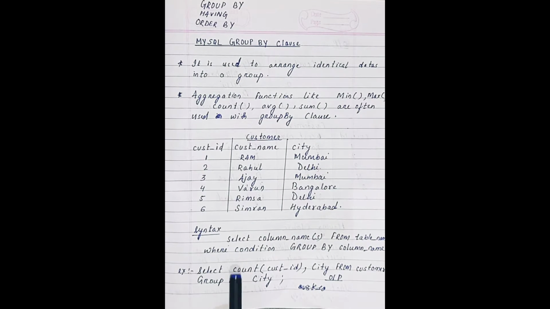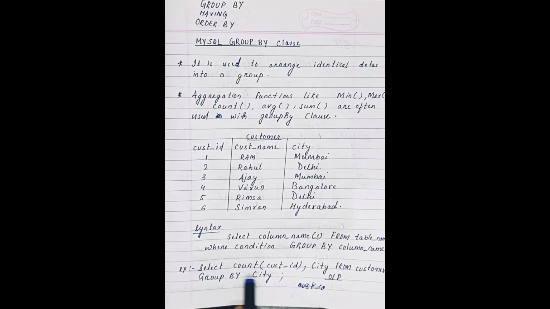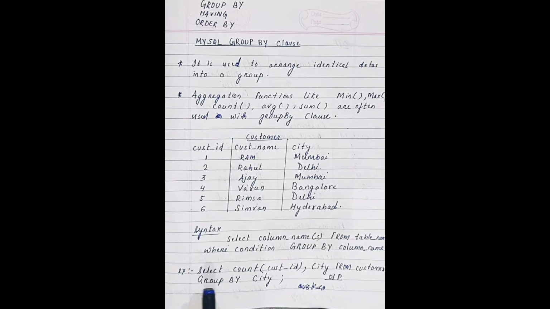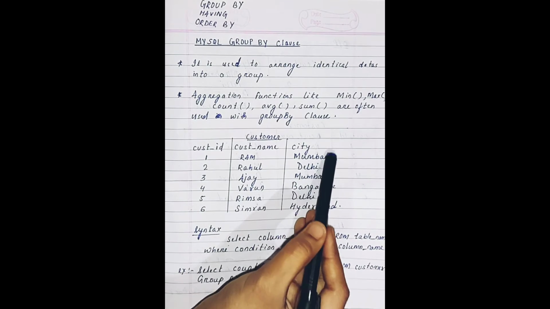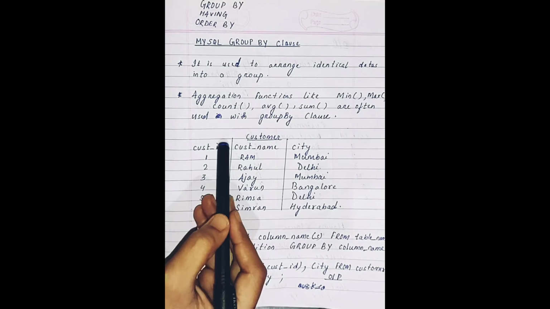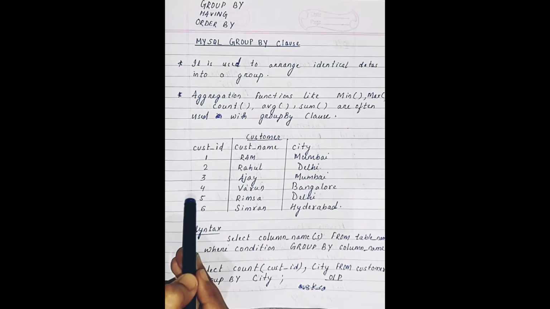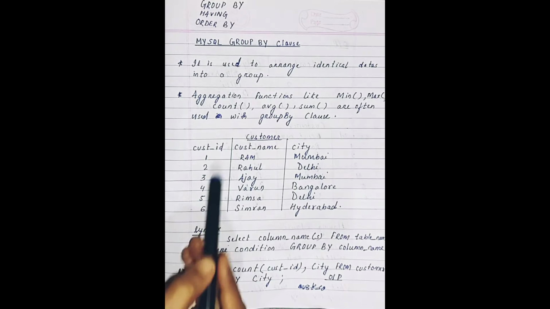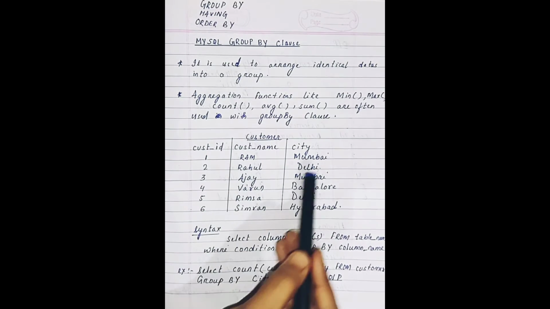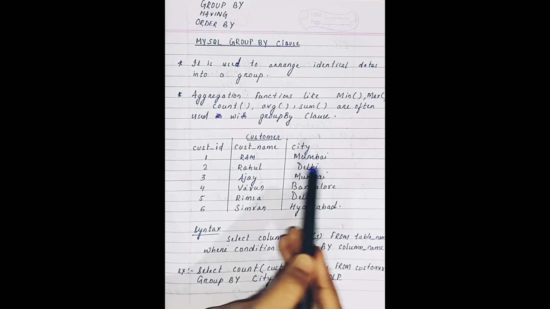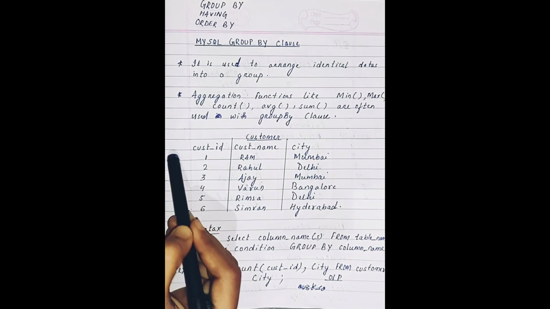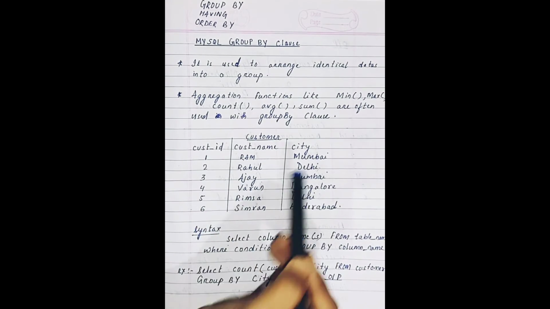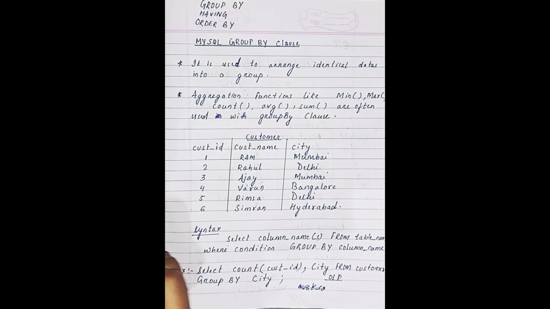As we know, the count function returns the number of rows satisfying a specific condition, and here the specific condition is the group by clause. So the group by clause will arrange the similar cities into one group, and count cust id will count how many cust ids are there in that particular group. For example, in this customer table, Mumbai will be arranged into one group and count cust id will return 2 because cust id 1 is staying in Mumbai and cust id 3 is staying in Mumbai.